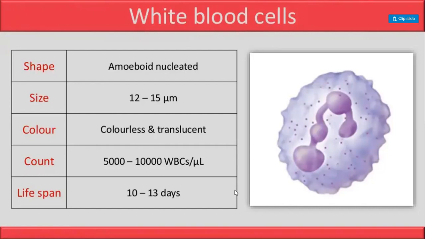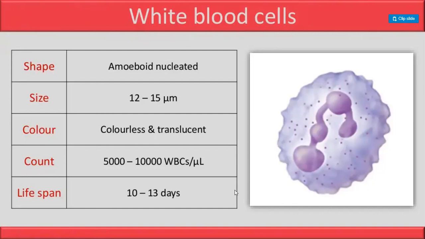Remember, we said that red blood cells do not have a nucleus, so they are non-nucleated, but white blood cells are nucleated, so that means they have a nucleus. But white blood cells have different shapes, so we would say that they have an amoeboid shape. In terms of size, they are a little bigger than the red blood cells. So they are 12 to 15 micrometers in diameter. But for red blood cells, we said it is 7.5 micrometers.